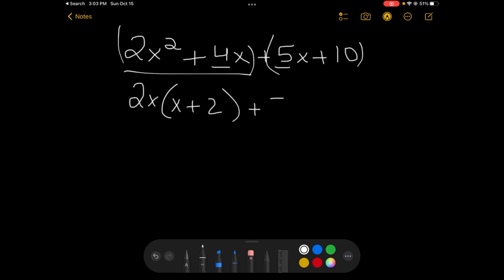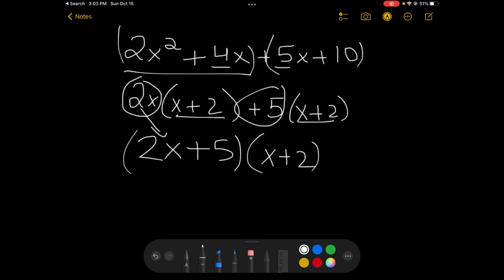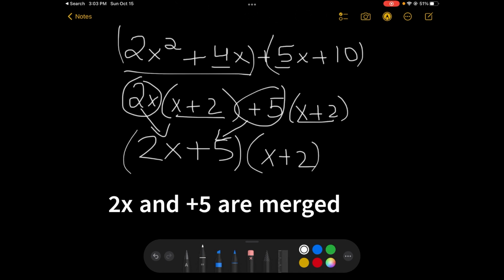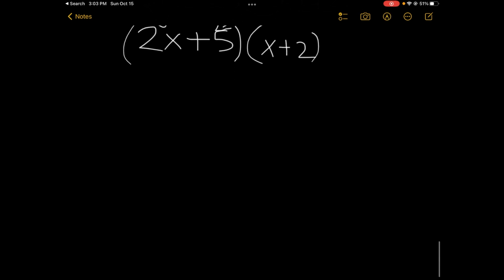And then 5, we can take out for the second set, and we have x plus 2. Aha! The terms in parentheses are the same. So we can combine the 2x and the 5 like this. So we can write it as 2x plus 5 times x plus 2. Right? The terms came together because the x plus 2 were identical factors that were pulled out in the split quadratic. Let's try another example.